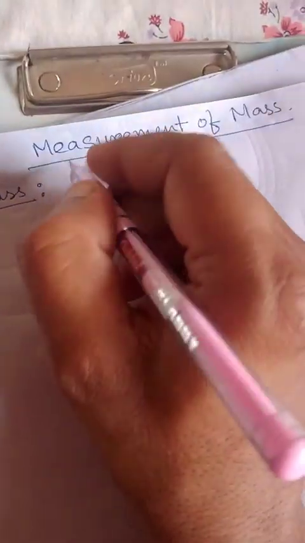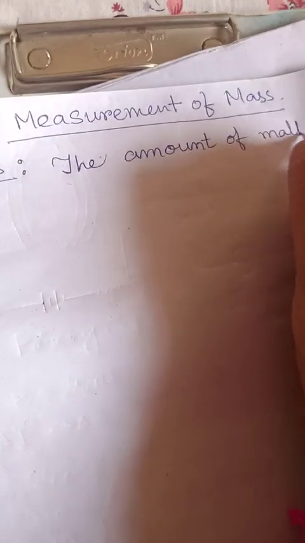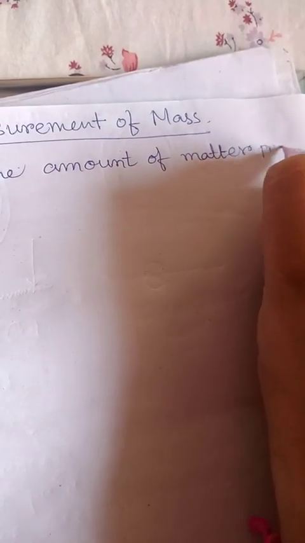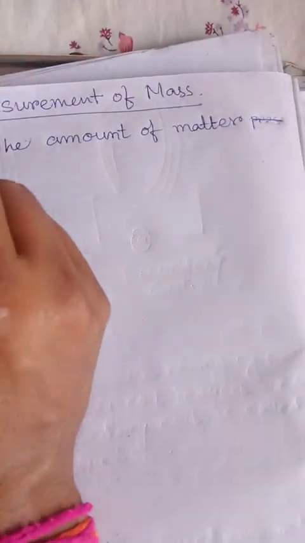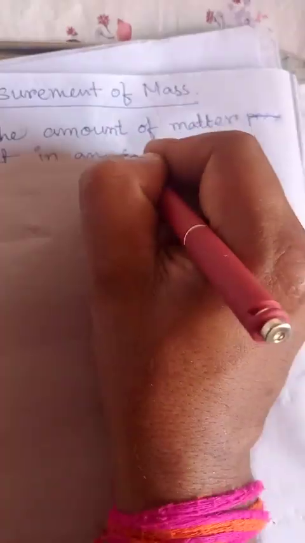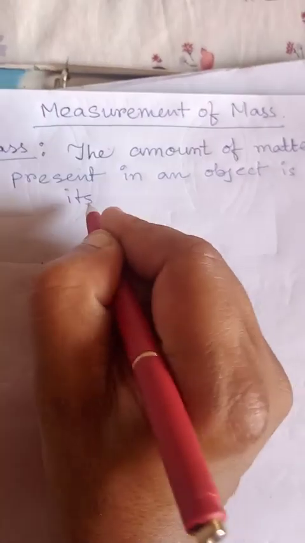Mass is defined as the amount of matter present in an object. The amount of matter present in an object is called its mass.